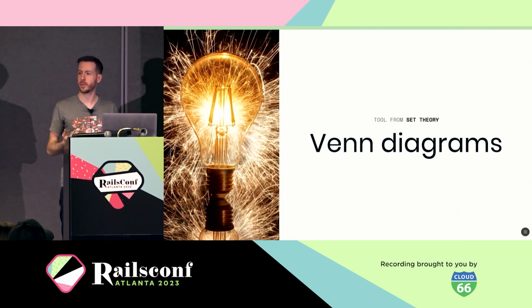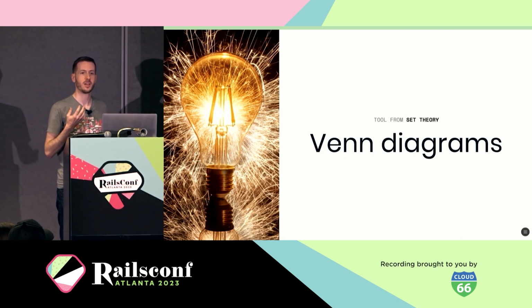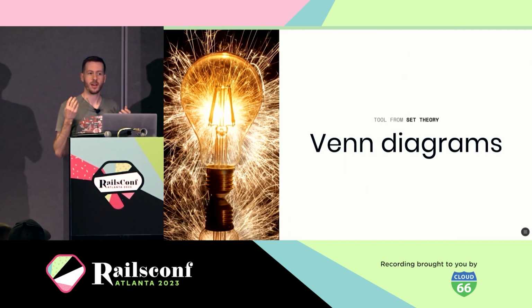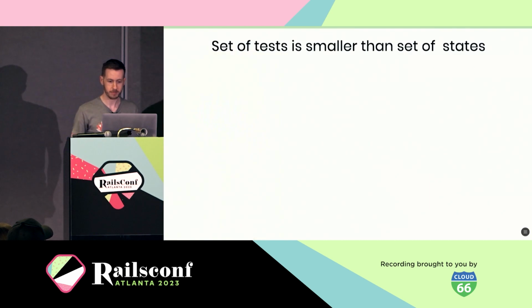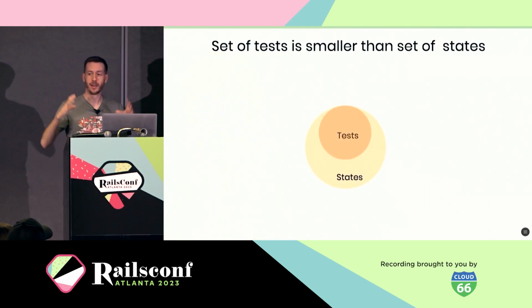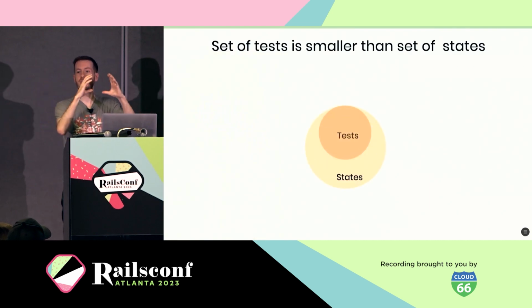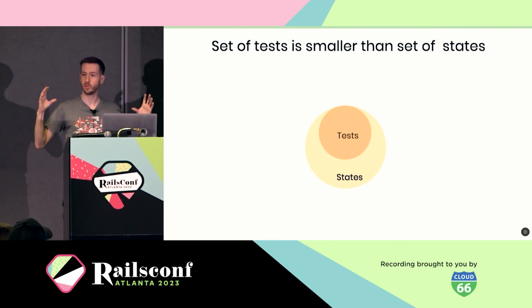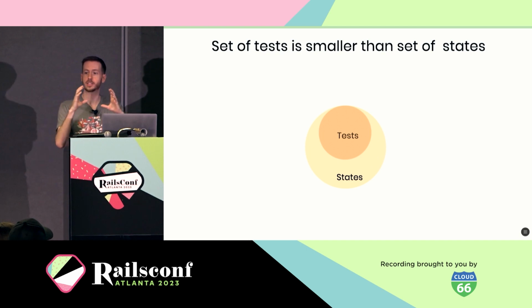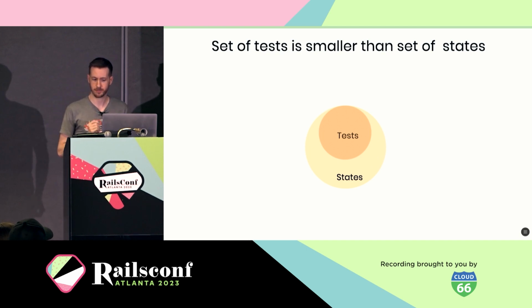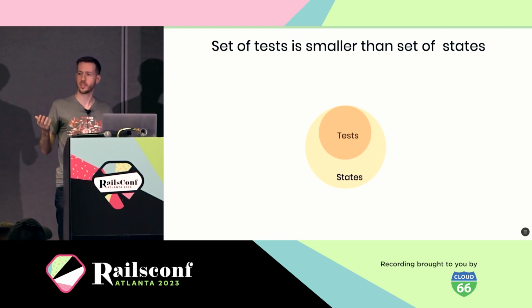So what can we do when we're in this situation where we've figured out that we have not enough test coverage? Well, I'm a big fan of Venn diagrams from set theory to illustrate this. The problem that we have is that we have a set of states and we have a set of tests. And ideally, we want those 2 sets to be equivalent. But our set of tests is smaller than our set of states. So visually, what could we do in order to make those 2 equal?